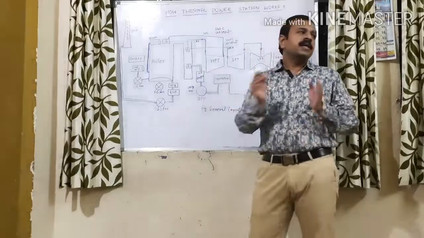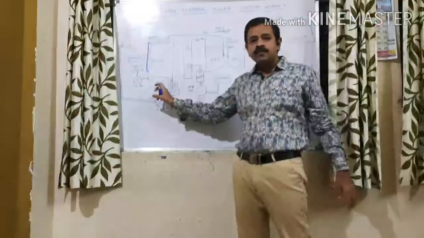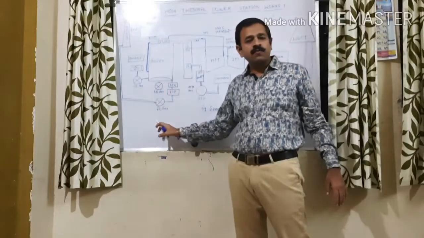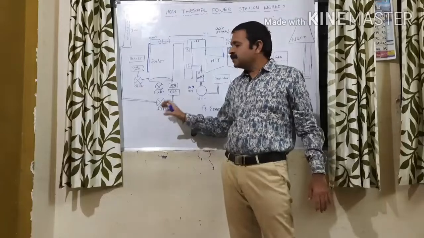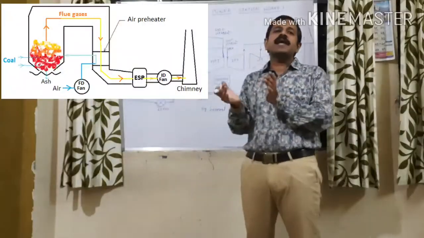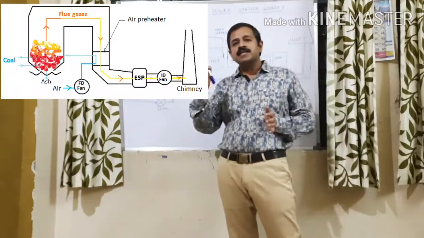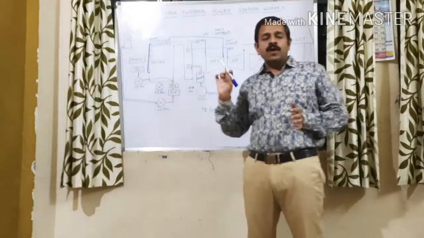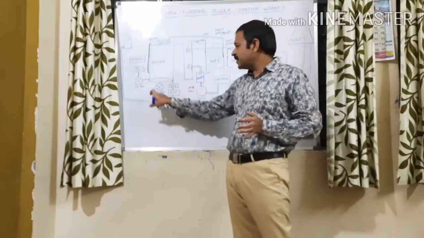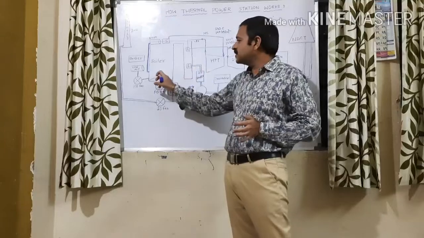Then next one is the ID fan. ID fan is an induced draft fan. Induced draft fan means this will suck the air from the boiler. The combination of the forced draft fan and the induced draft fan together makes sure that there is a balanced draft in the boiler, or a slightly negative draft in the boiler. Negative draft means -7 mm of water column. So this is the draft.